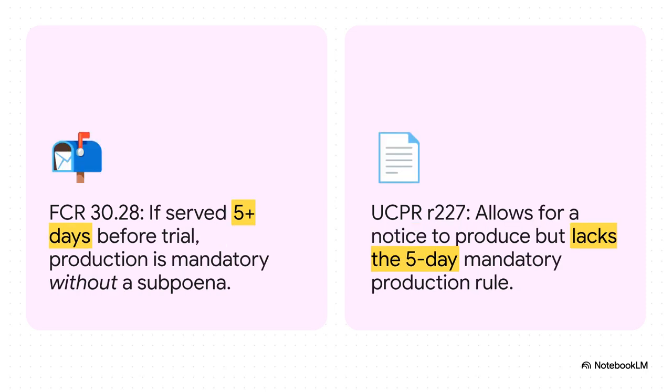Okay, now for a rule you will use all the time in practice, the notice to produce. Sure, UCPR Rule 27 covers this, but Federal Court Rule 30.28 adds a really important layer. Check this out. If you serve that notice using Form 61 and you do it at least 5 days before the trial, Subrule 3 kicks in and makes production of that document mandatory. That's right, no subpoena needed. So FCR 30.28, that's a seriously powerful and efficient tool for getting what you need.